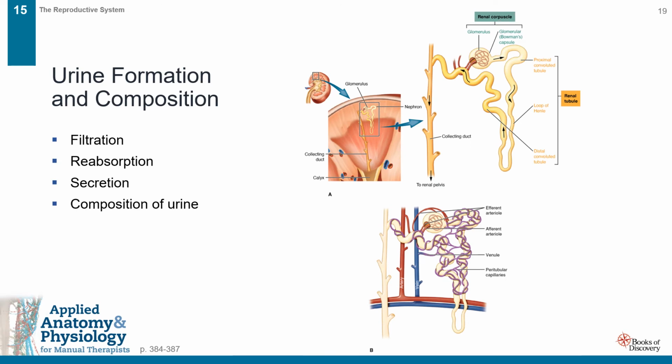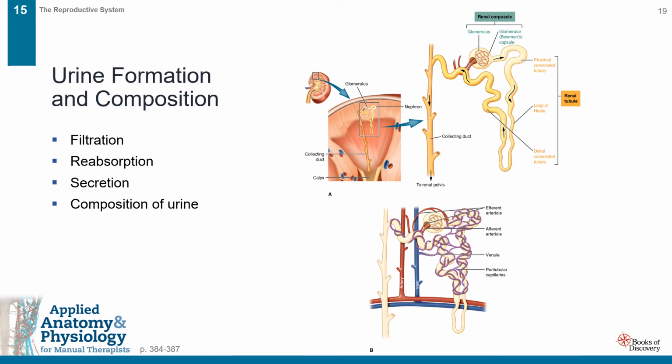Now let's discuss urine formation and composition. The kidneys cleanse the blood of metabolic waste products through urine formation, and in this process, the nephrons exchange fluids and dissolved substances between the blood and their own small tubules to either retain or eliminate water and specific ions and molecules from the body.